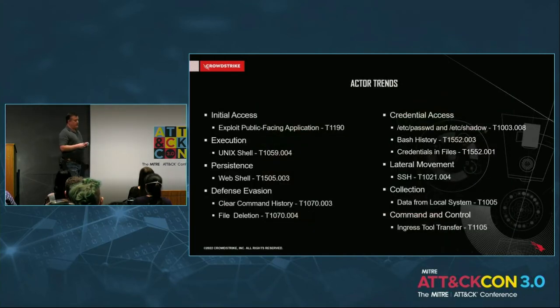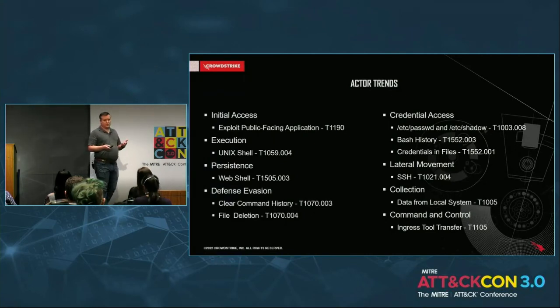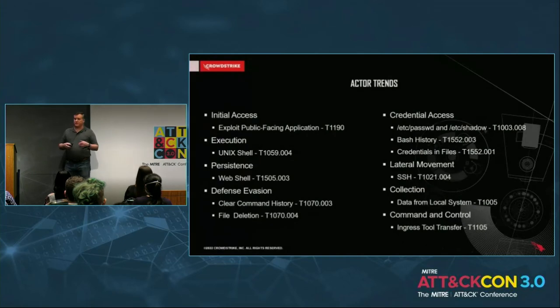Some trends that I noticed as I was looking at 2022, the most recent data: what are we seeing adversaries do? And this is all Linux-centric. What are we seeing here? What I've seen as I reviewed the data was a little bit more exploitation of some kind of web application, which we're reasonably certain is a public-facing application, for the initial access. Of course, the Unix shell is going to be involved for any of this stuff, as they're executing commands underneath it.